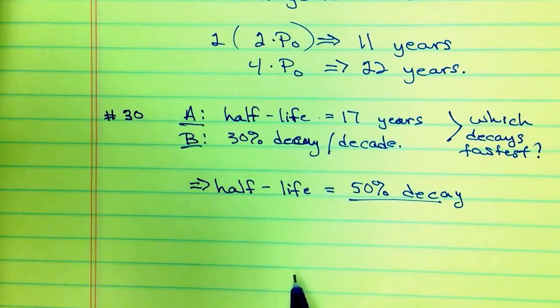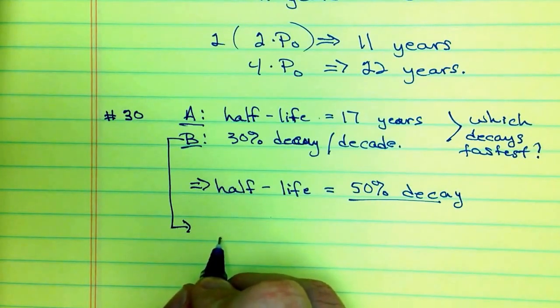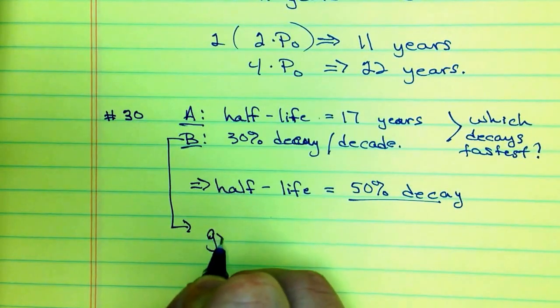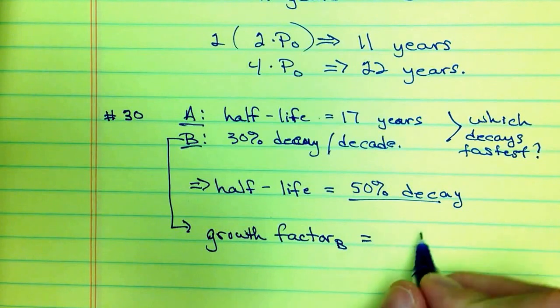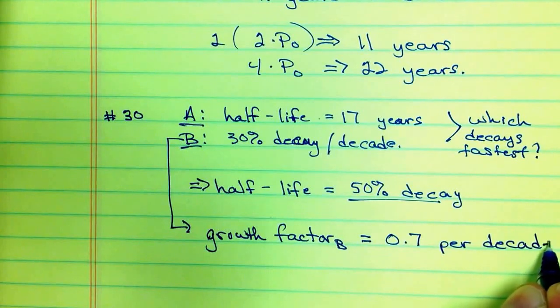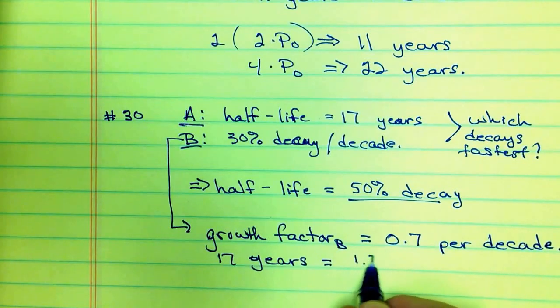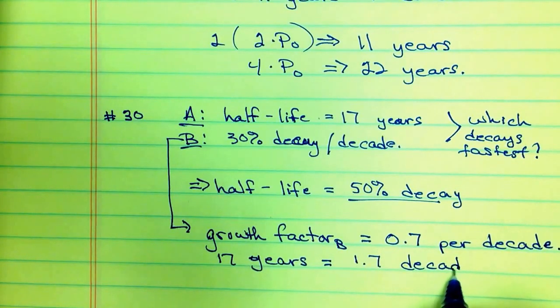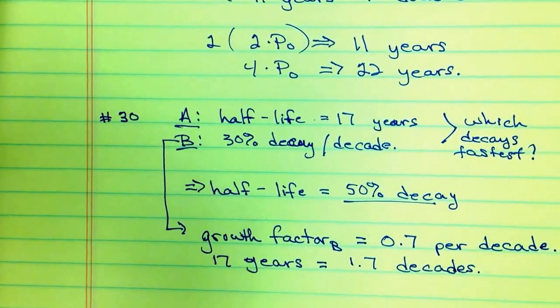So we have to think about how this works. So what we can do with this is, we have, so the growth factor here for B is going to be 0.7 per decade. Well, 17 years is 1.7 decades, right? 17 years is 1.7 decades.